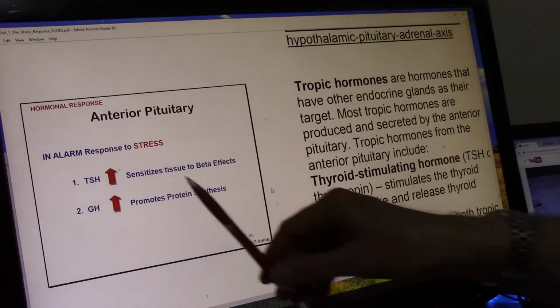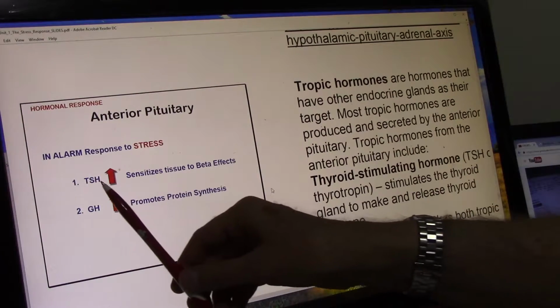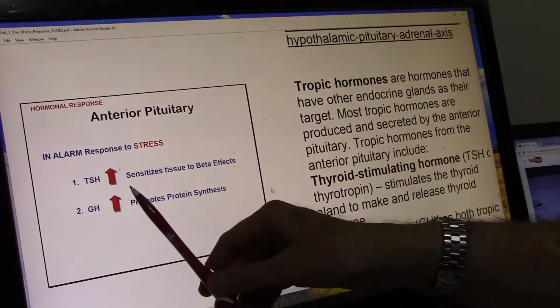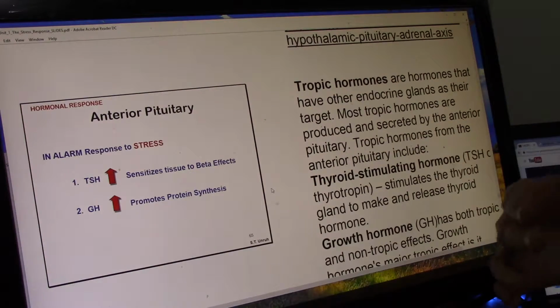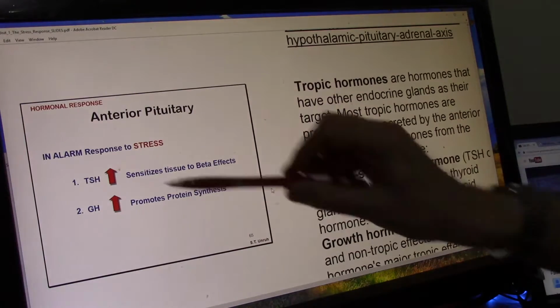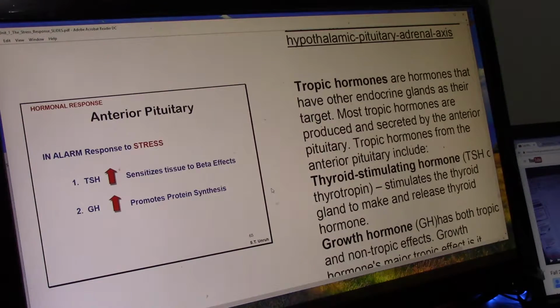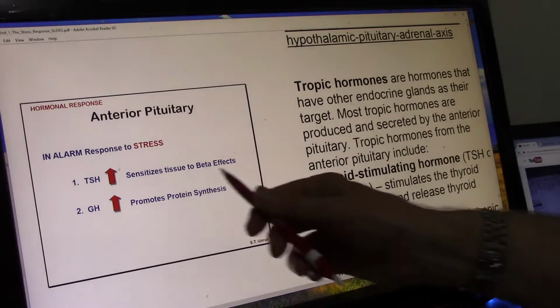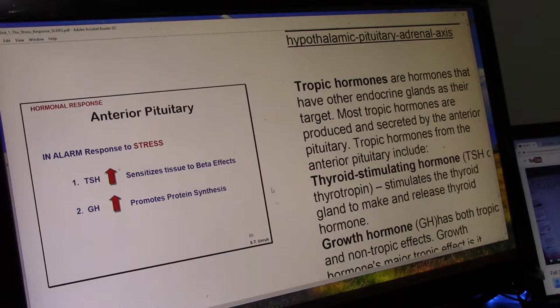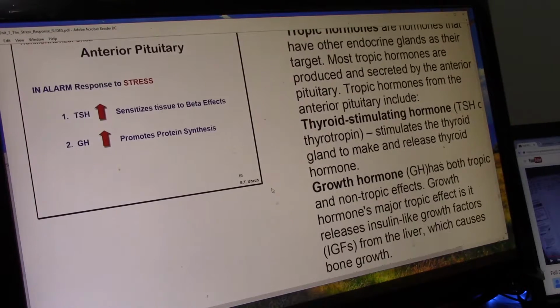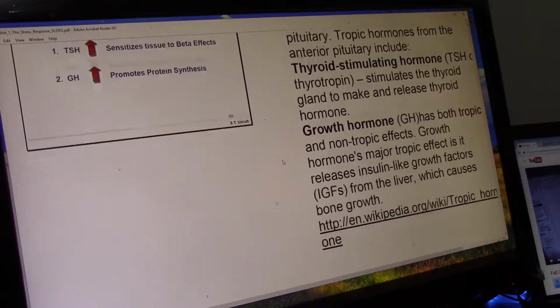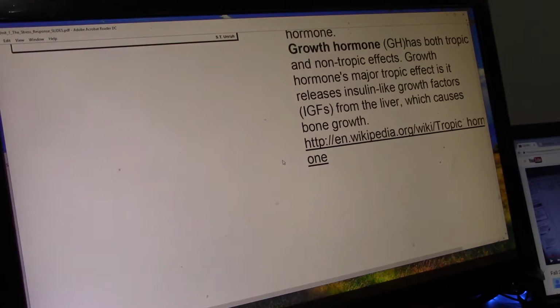A couple of other things that will happen in the alarm system: we will increase the output of thyroid stimulating hormone, and this will in turn go to the thyroid, and it will increase the release of thyroid hormone. And thyroid hormone makes all tissues do more of whatever they do. The idea is that thyroid hormone basically increases the activity of any cell that has a receptor to it, and I think almost every cell in the body has a receptor to it.